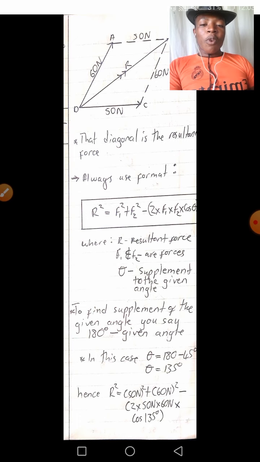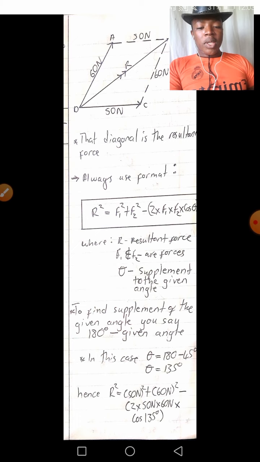Always use the formula to calculate that resultant force. You always use the formula R squared is equal to F1 squared plus F2 squared minus open bracket 2 multiplied by F1 multiplied by F2 multiplied by cos theta close bracket, where R is the resulting force, F1 and F2 are the coplanar forces, and theta is the supplement to the given angle. To find the supplement of the given angle, you say 180 minus the given angle. In this case, theta is equal to 180 minus 45, you get 135.